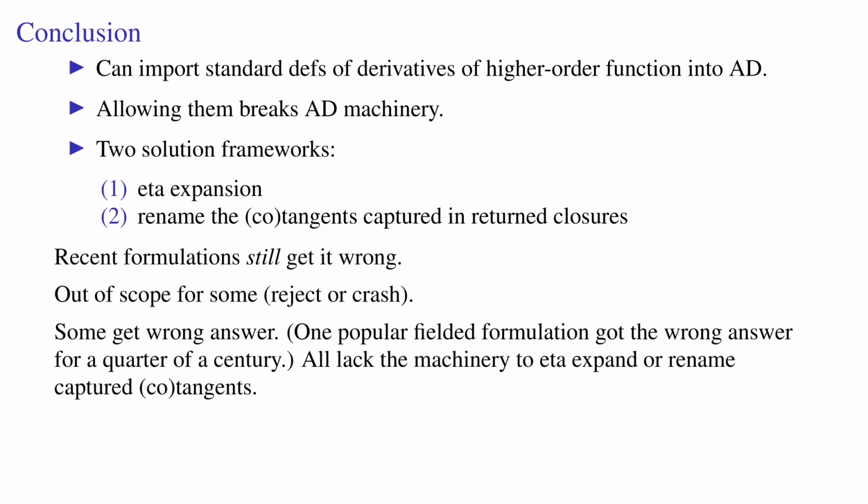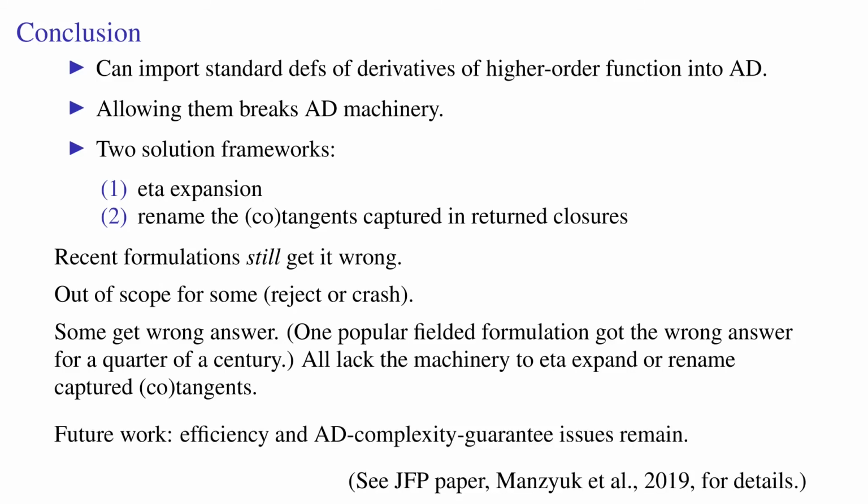Recent formulations of automatic differentiation still often get this wrong. For some it's out of scope, others get the wrong answer. The two solutions that I proposed solve the correctness issue, but they do have some issues with complexity. So we would like to work on this some more to get the efficiency right, both constant factor efficiency and complexity. These solutions, implemented naively at least, would seem to break some of the complexity guarantees that we'd like to make in automatic differentiation.